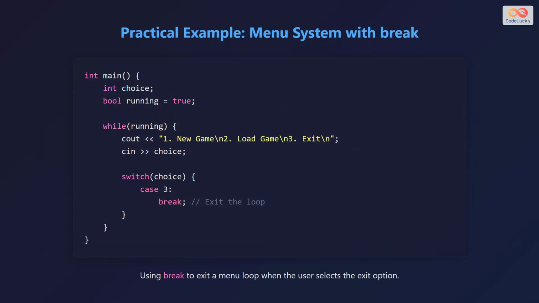Let's consider a practical example of using the break statement in a menu system. This code presents a simple menu with options for a new game, loading a game, and exiting. The program uses a while loop to continuously display the menu until the user chooses to exit. Inside the loop, the program takes the user's choice as input. A switch statement is used to perform different actions based on the user's choice. When the user selects option 3, the break statement is executed, which terminates the loop and exits the menu system. The break statement provides a clean and straightforward way to exit the menu loop when the user chooses to quit.